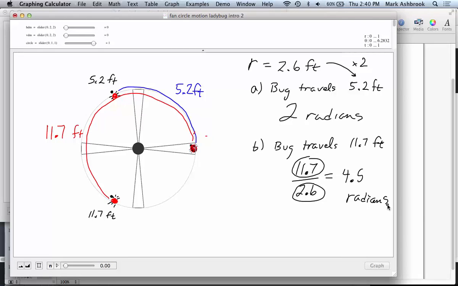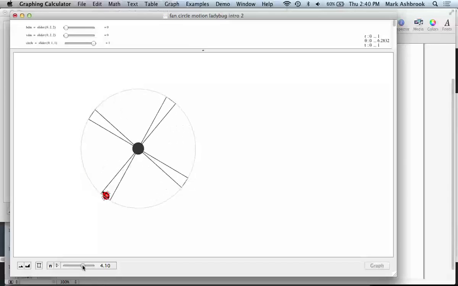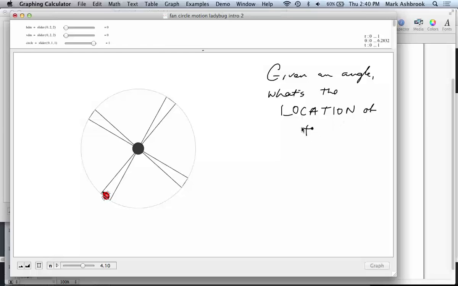Okay, so that's kind of review, practicing with radians. So now what we want is to determine the position. Given an angle in radians swept by the bug, we want to determine the location of the bug. Really important.